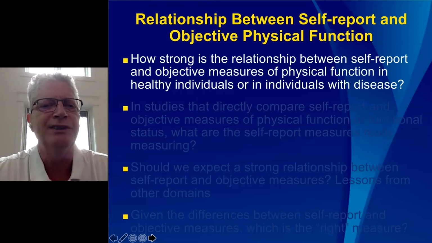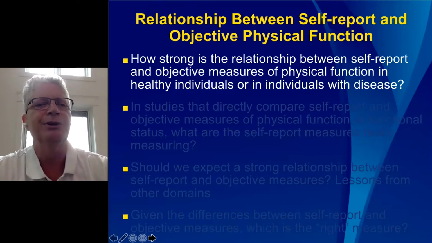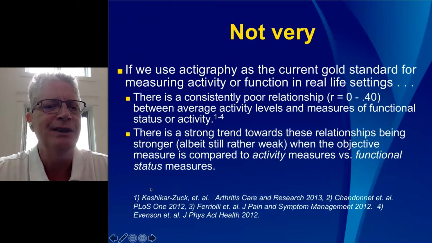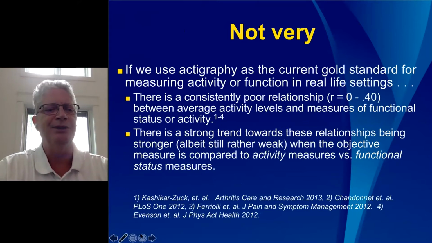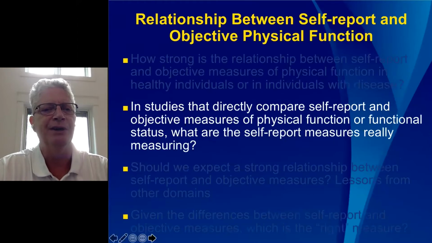First is, what is the relationship between the self-report and the objective measures of physical function? And the answer is not very good at all. It doesn't matter if we're looking in OA or any other disease, quite frankly. If you look at average activity levels, and then you look at a PRO measure of functional status, there is from a non-existent to a weak effect between those measures. They really are not measuring the same construct at all.